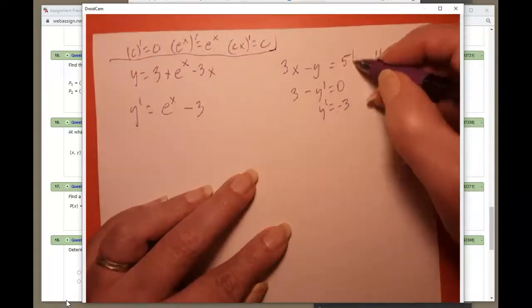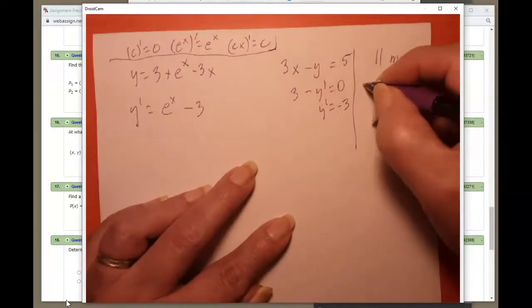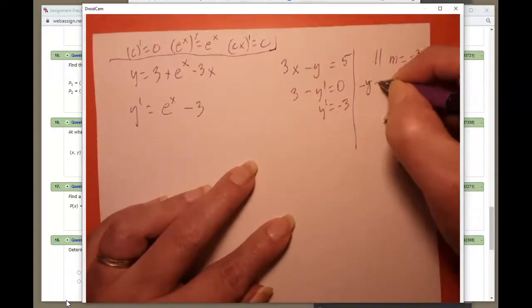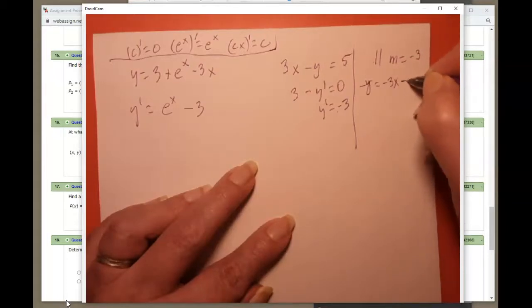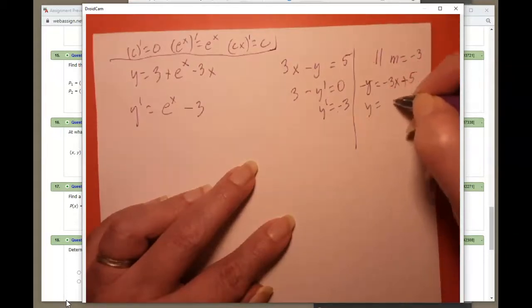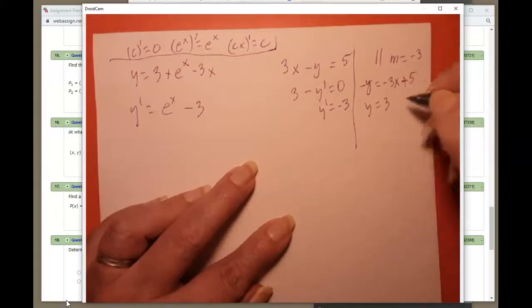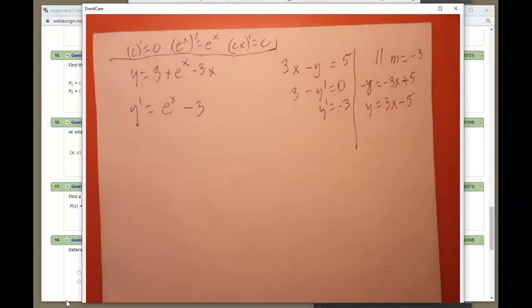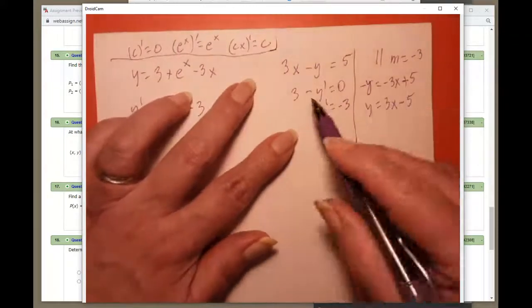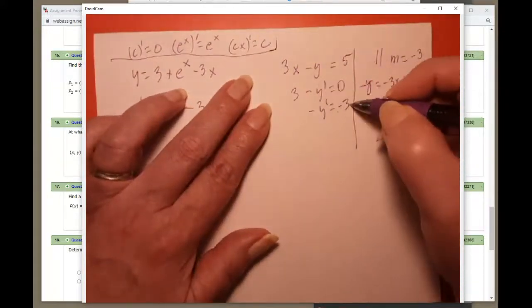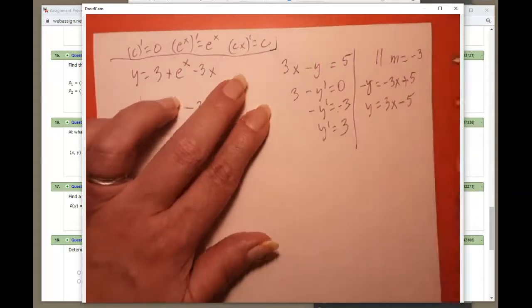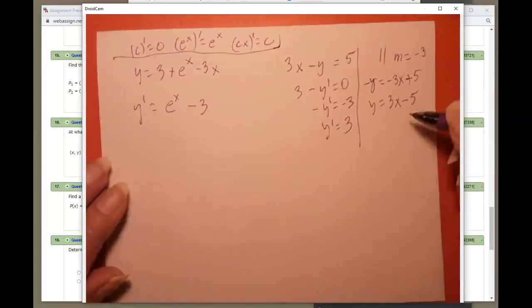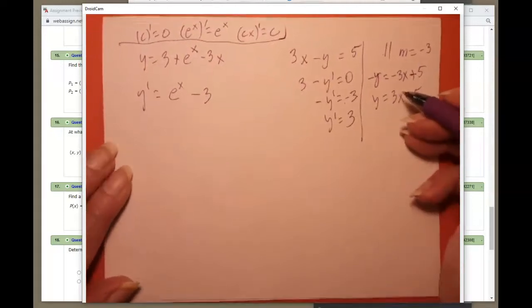Alternatively, if I solve for y, I get negative y is equal to negative 3x plus 5, which tells me that y is equal to 3x minus 5. So these should be the same slope, so that means that over here I made a mistake. This was negative y prime, because I moved it to those signs, so I get y prime is equal to 3. So be careful that you're not mixing up signs. I'm doing a pretty bad job of it for a few seconds here, but it's alright.